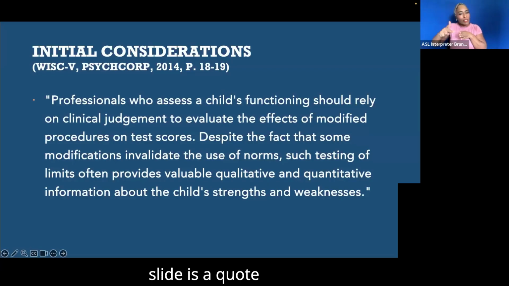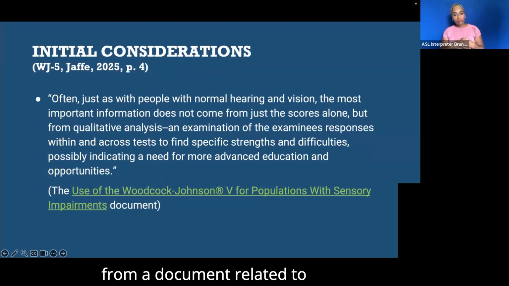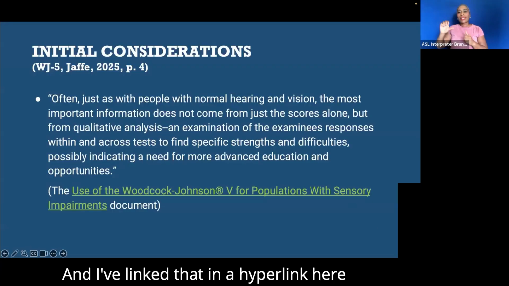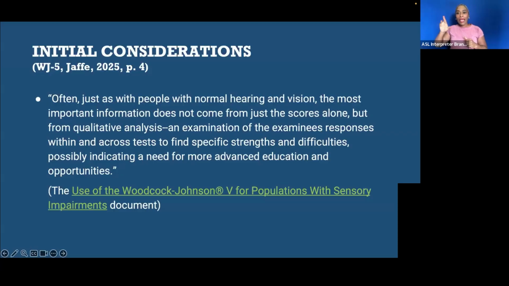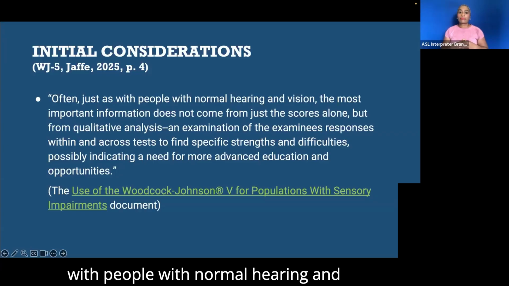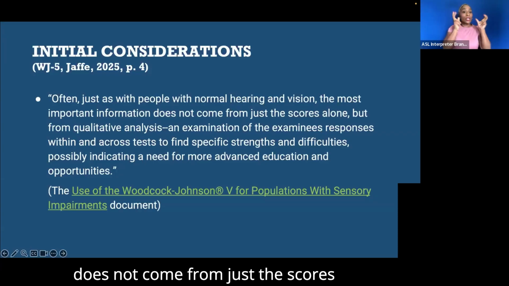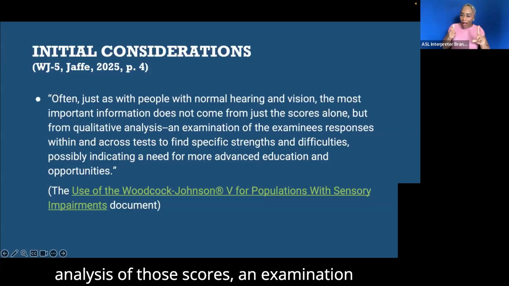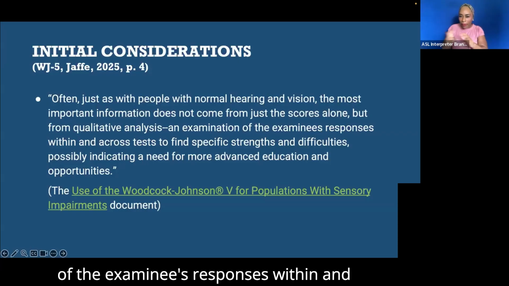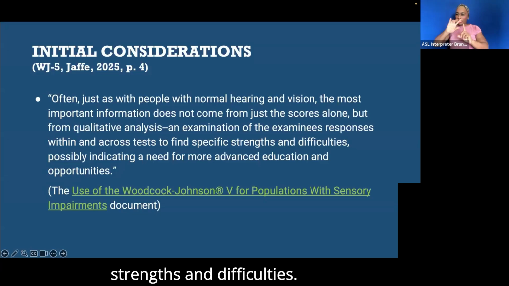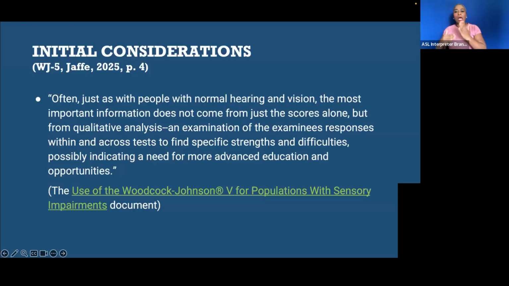All right, and the next slide is a quote from a document related to using and adapting the Woodcock-Johnson 5 for students with sensory impairments. And I've linked that in a hyperlink here. But basically, the quote from this guidance document says, often, just as with people with normal hearing and vision, the most important information does not come from just the scores alone, but from qualitative analysis of those scores, an examination of the examinee's responses within and across tests to find those specific strengths and difficulties. All right, next slide.